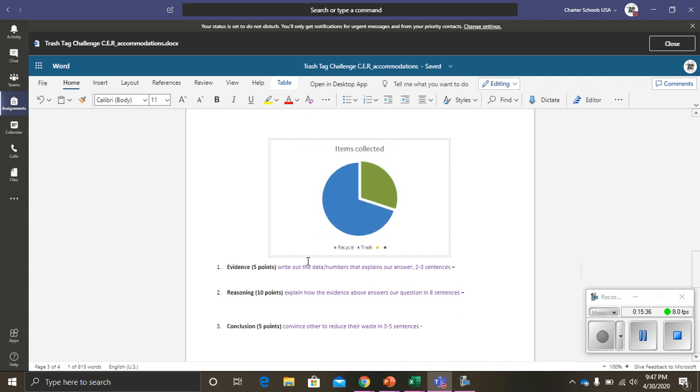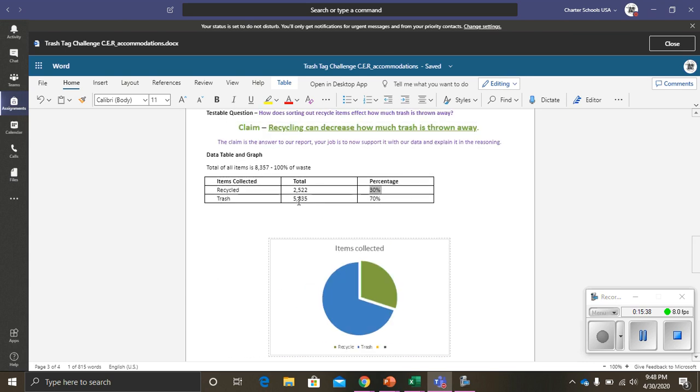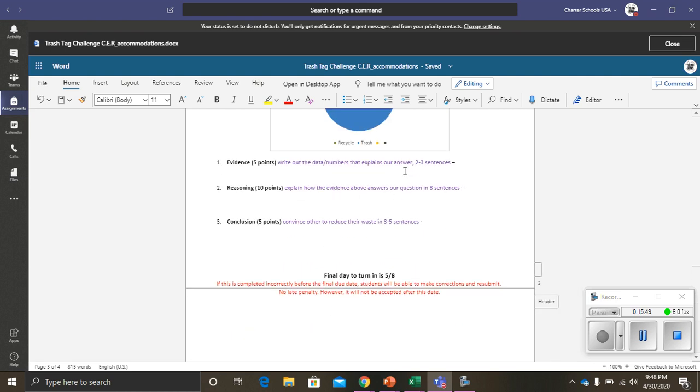So when you go to evidence, you're going to talk about that 30% and that 100%. You might just talk about these two numbers, or you might compare these four numbers. I would not talk about all five numbers. It's a lot. One to two sentences.